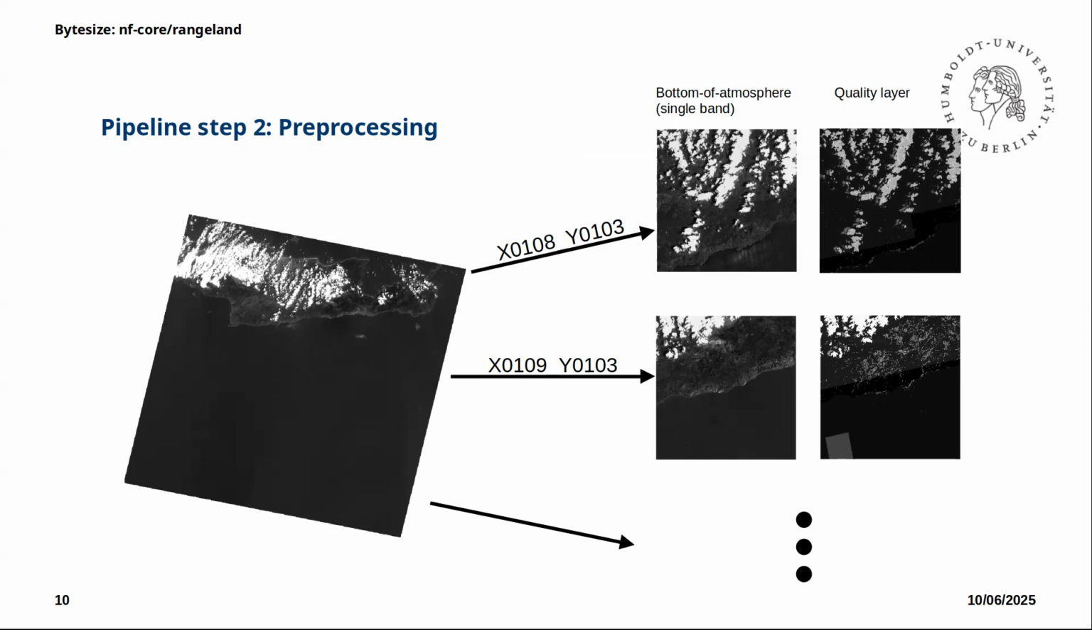And then there's also the quality layer on the right there, which is another output of our pre-processing. Here we basically classify all the pixels, if there are clouds, if there are cloud shadows, and if they are usable for further analysis.